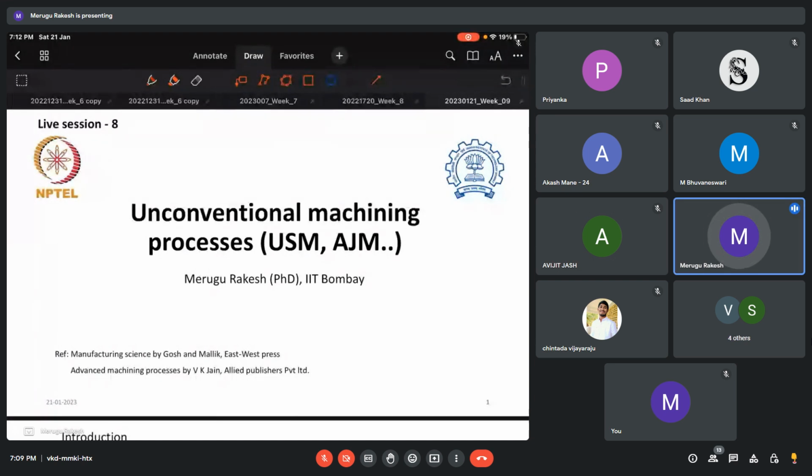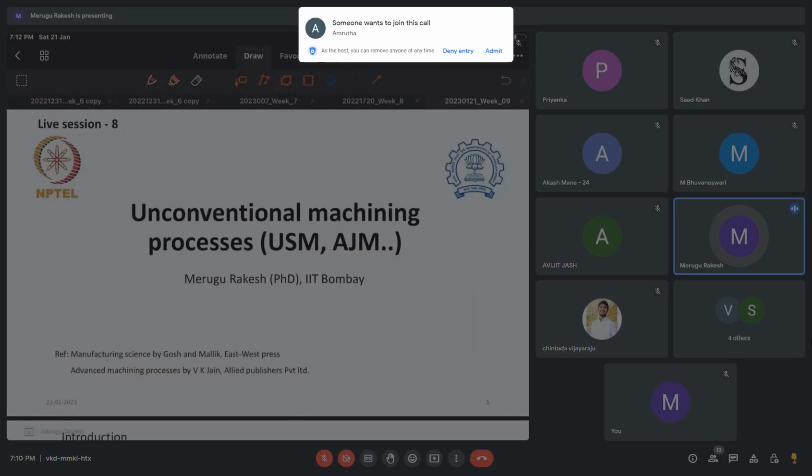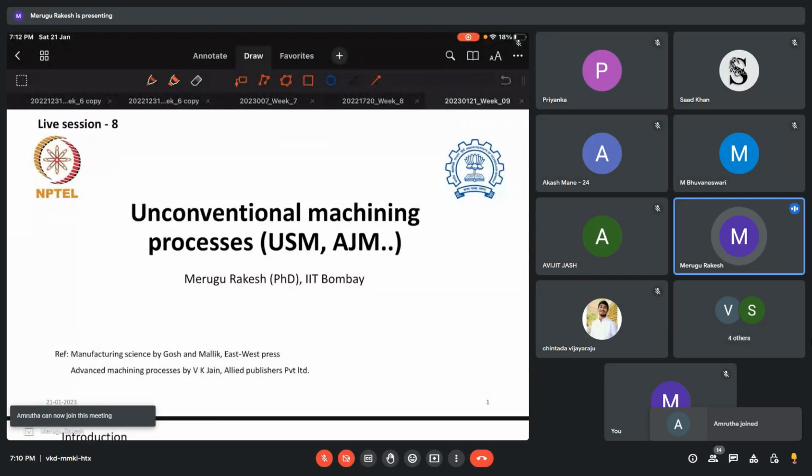In today's session, we will go through some of the introduction to unconventional machining processes. Then we will be discussing ultrasonic pressure jet machining as well as water jet machining and a combination of these two. Some of the books I can refer to are Manufacturing Science by Ghosh and Mallik, and the dedicated one, Advanced Machining Processes, by V.K. Jain.